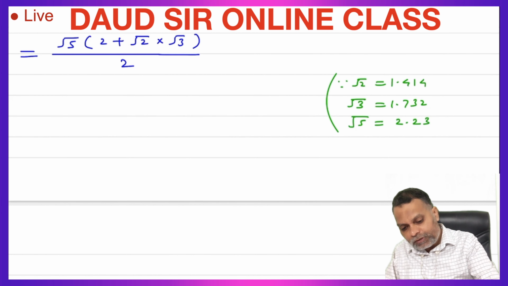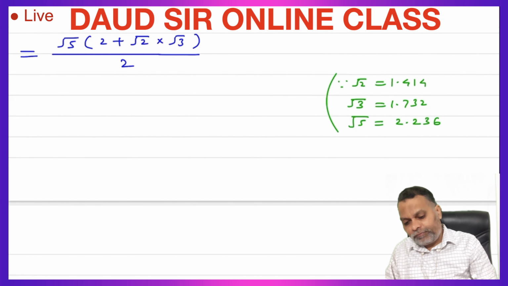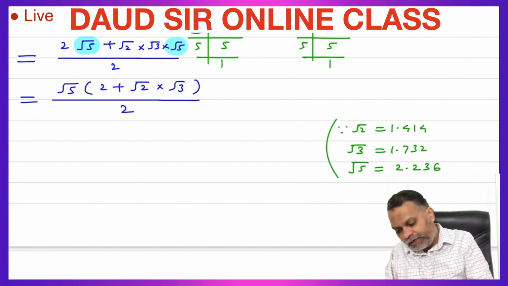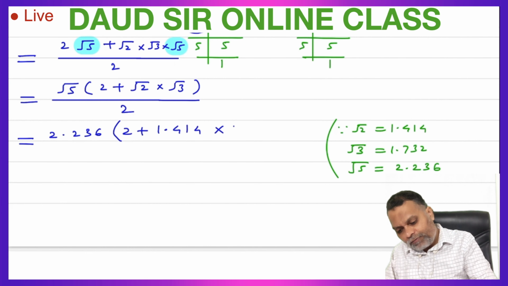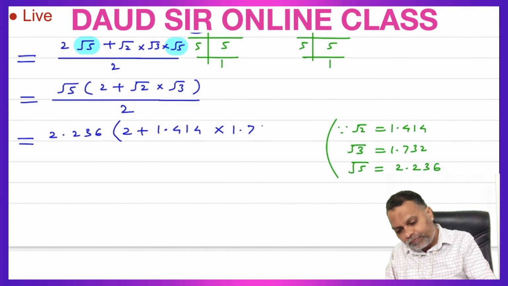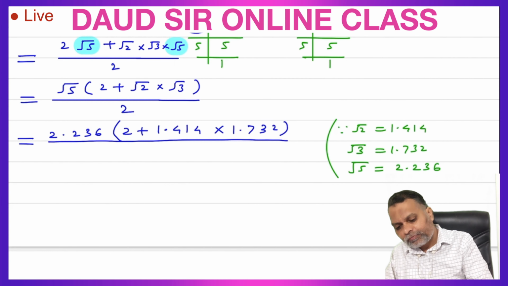2.236. Substitute these values carefully here. This root 5, 2.236 into this 2 plus root 2, 1.414 into root 3, 1.732 divided by 2.